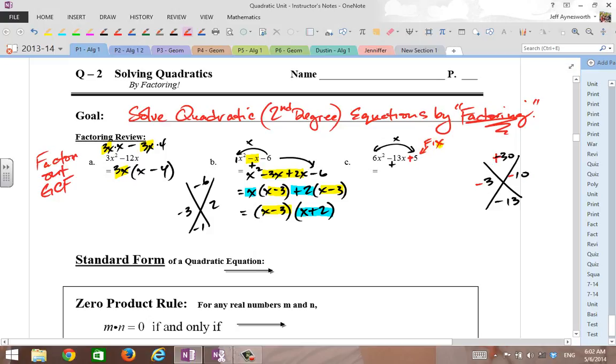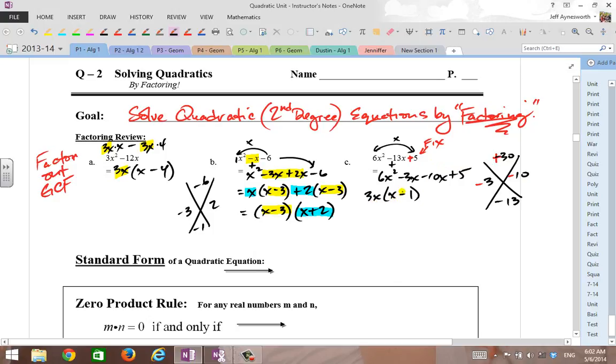So let's split the middle term. So we have 6x squared, minus 3x, minus 10x, and then plus 5. Factor out the GCF of 3x squared.